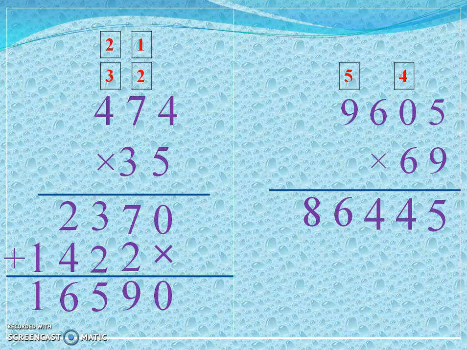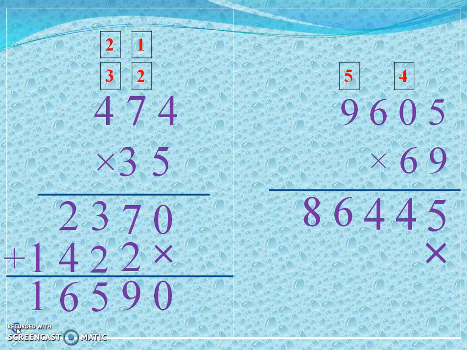86,445 is the answer that you got by multiplying 9,605 and 9. Now our next step is we should multiply by 6. But before we start multiplying by 6, we put a cross again. So this cross again indicates by how many times we have completed multiplying. Here we have completed 1 time, that is we multiplied by 9. So let's start multiplying by 6.